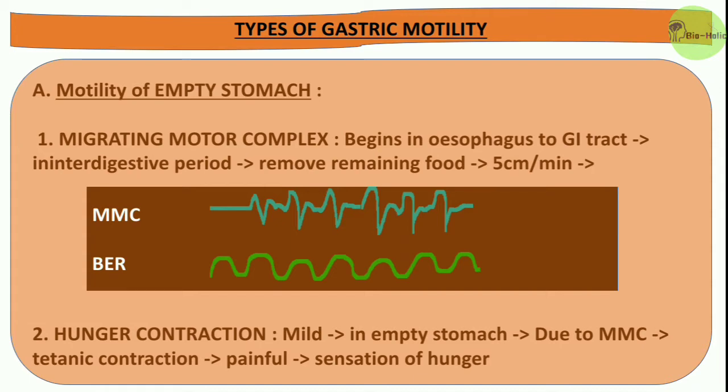The second type is the hunger contraction. Mild peristaltic contractions occur in the empty stomach, which over a period of hours increase in intensity, and these are called hunger contractions. MMCs are probably responsible for this contraction, and when these become extremely strong, they fuse to cause tetanic contraction lasting for 2 to 3 minutes, which can be felt and can be painful. And this causes the sensation of hunger.